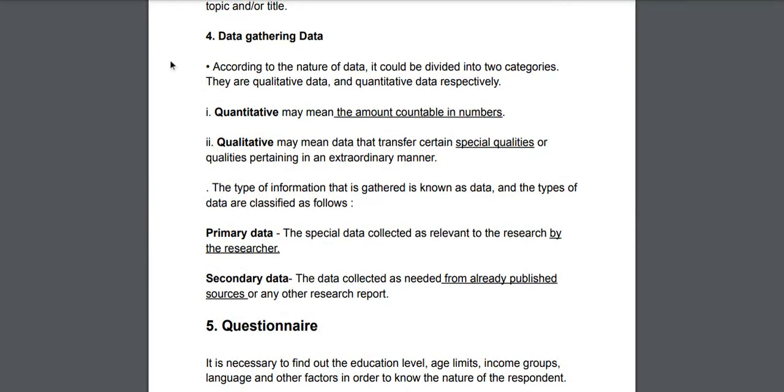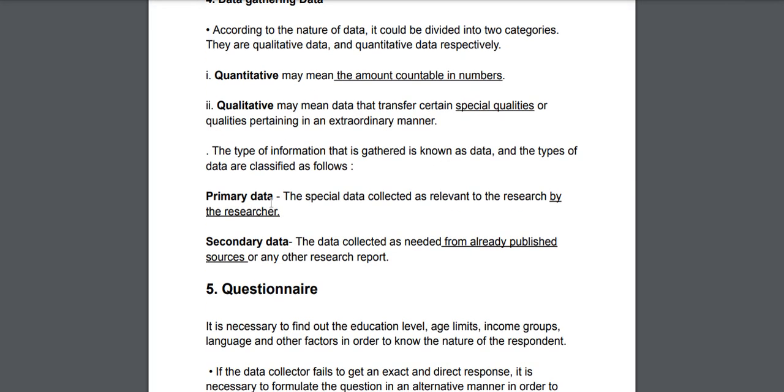Actually here data gathering, when we think about data, there are two types, quantitative data and qualitative data. Quantitative means the amount countable in numbers, and qualitative means special qualities. Okay, then another set of things also there, primary data means by the researcher, and the secondary data means from already published sources, right? We can collect data by ourselves, that is primary data, and if we are using others' information, so that is secondary data.